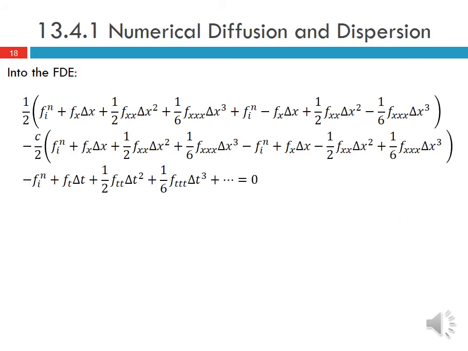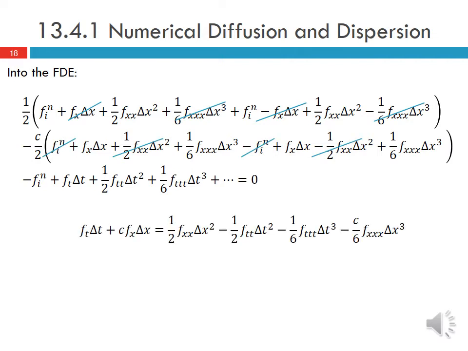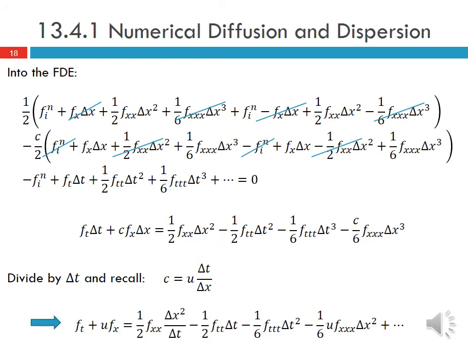Let's plug this into our finite difference equation and we get the expression shown here, and we can cancel out the sum of the terms, as you can see. And we're left with this expression. We can then divide by delta t, and recall that c is equal to u delta t by delta x. So we get this expression here, which is f_t plus u f_x equal to all of this on the right-hand side. So this is the truncation error.